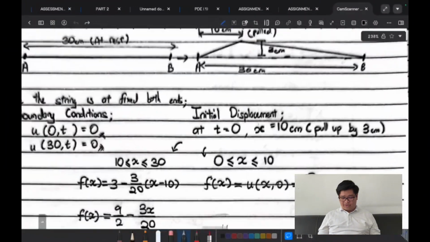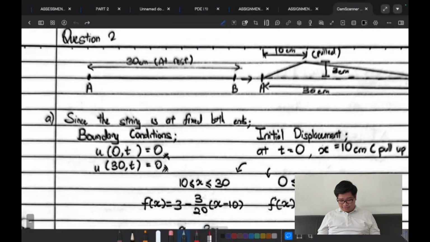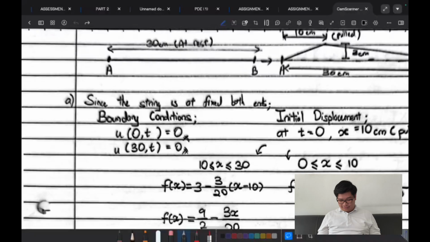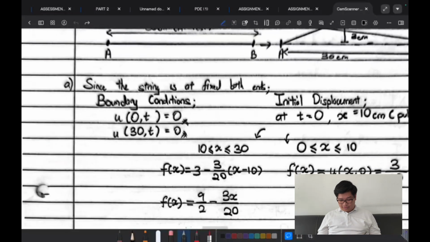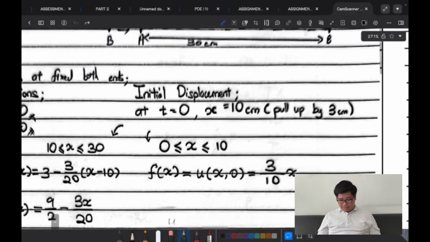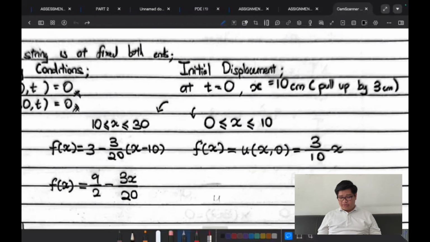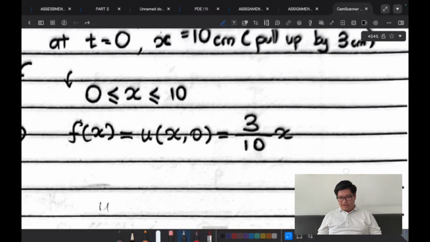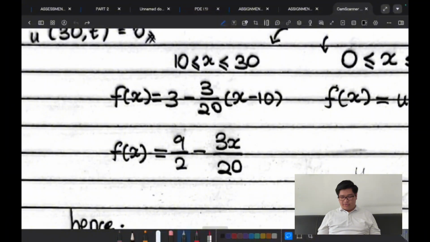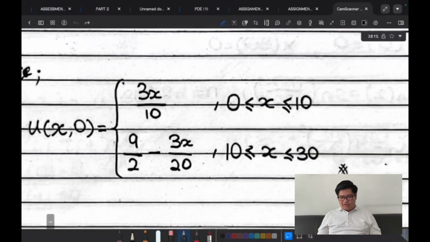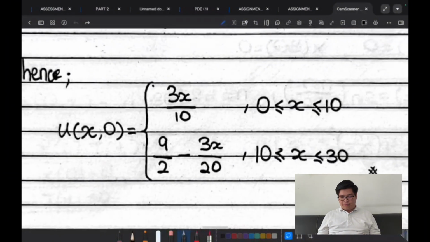The boundary conditions we can get from the question itself: u(0,t) is equal to 0 and u(30,t) is equal to 0. And the initial displacement at t equal to 0, x is equal to 10 centimeters. So x will be from 0 to 10 and then continue from 10 to 30. From 0 to 10 we get 3 over 10 x. From 10 to 30 we get 9 over 2 minus 3x over 20. Hence the equation for the initial condition is u(x,0) from 0 to 10 is 3x over 10, and from 10 to 30 it is 9 over 2 minus 3x over 20.